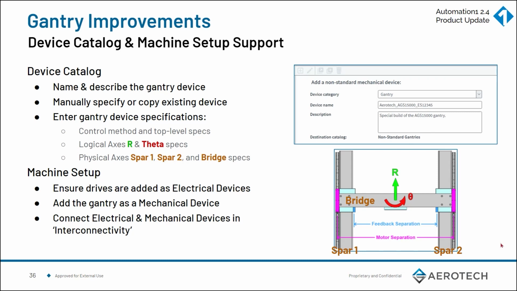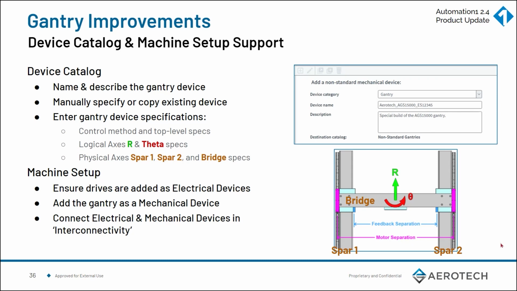And here you see in my example, I'm working off an Aerotech AGS 15000 gantry, and that ES12345 designates a special build of the AGS 15000 gantry from Aerotech. So we're working from a base device, which is a standard Aerotech product offering, quite possibly one of, I'll walk back on that, it is the leading gantry in precision motion control available to buyers. So if you're interested in gantries, you're already in the right place if you're talking to Aerotech.